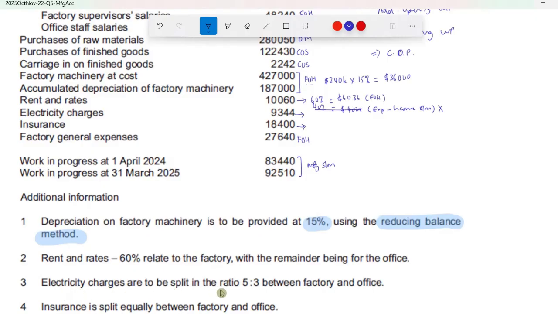Electricity charges are to be split in the ratio of 5:3 between factory and office. Okay, so I extend here. Electricity, 5 out of 8 is for the factory. So we check the amount in the factory overhead.